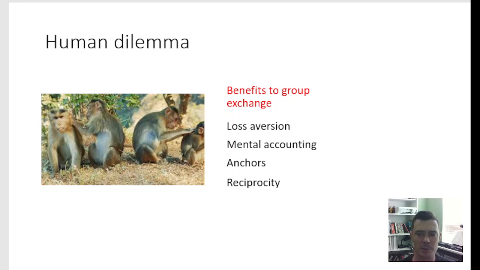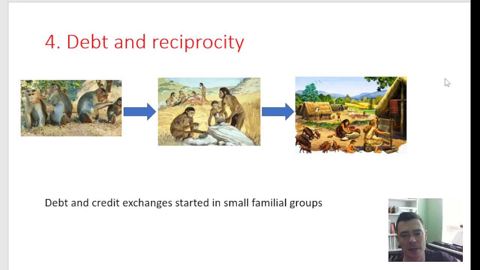Our instinctual brain still keeps us tied to the 50 million years of living in this small family tribe and having to cooperate for survival. And then lastly, number 4, debt and reciprocity.